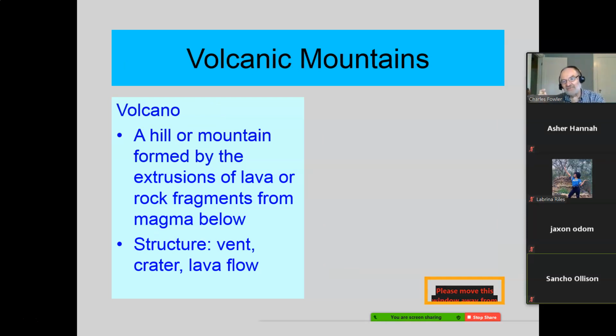A volcano is a hill, doesn't have to be a mountain, or a mountain formed by the extrusions of lava or rock fragments from the magma below. Okay, underneath the surface is molten material. That's what we call magma. Now, when a volcano erupts, sure, magma comes from below. As soon as it reaches the surface, it's then called lava. Okay, the lava comes up, but that's not all that comes up.